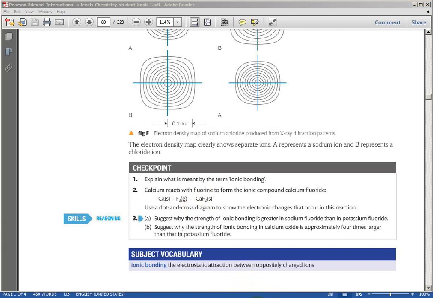Sir, sodium reacting with calcium, are you asking the atomic number? Calcium is 20. I didn't understand your question, say again. Okay, this is the question. Calcium reacts with fluorine to form the ionic compound calcium fluoride, and you use a dot and cross diagram to show the electronic change that occurs in this reaction.